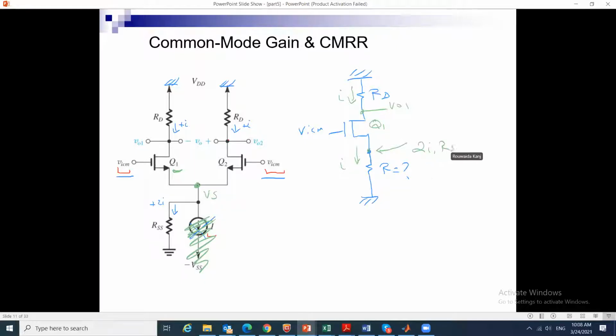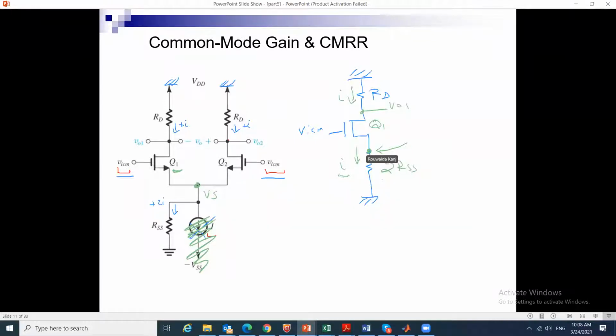2I times RSS. To have the two circuits equivalent, what should this resistor be? The voltage here is I times R, so I want I times R to be equal to 2I RSS. So R should be equal to 2 RSS. Okay, so the equivalence can be achieved if I set a resistor here equal to 2 RSS.